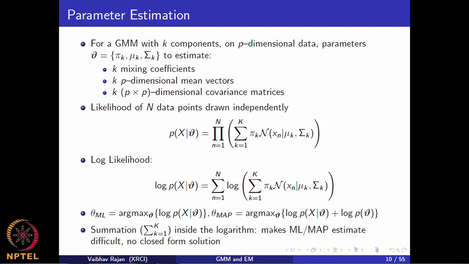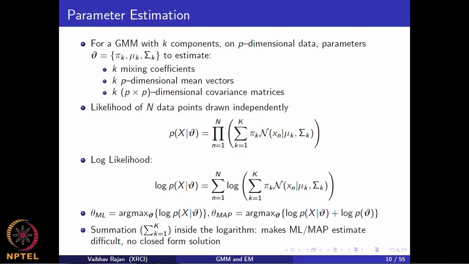data because the covariance matrices are going to scale quadratically with dimensions. So as the dimensionality of the data increases, your inference task becomes more and more difficult, right. But anyway, we'll not worry about that right now. So how do we estimate these parameters? We will take the standard route of maximum likelihood.